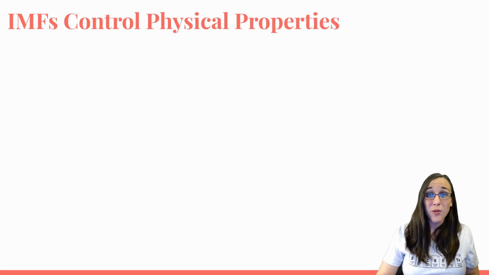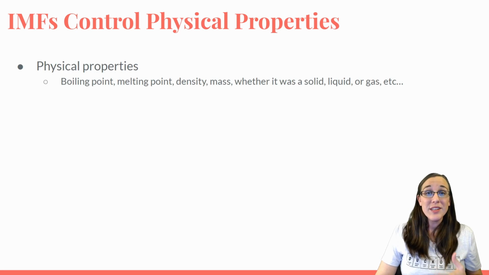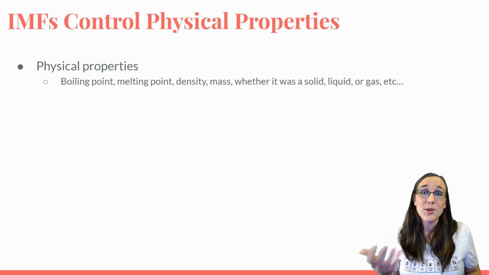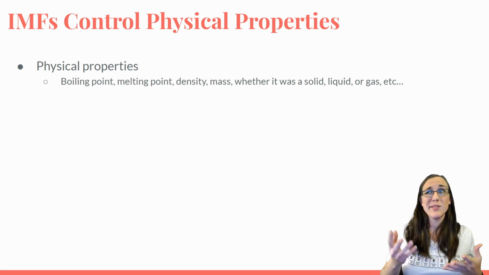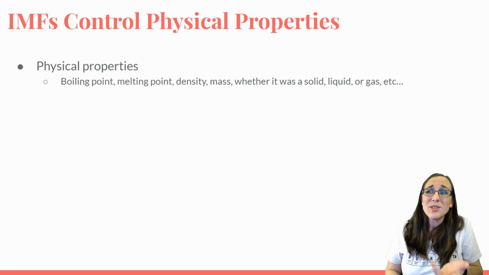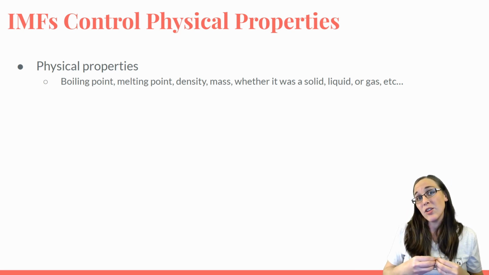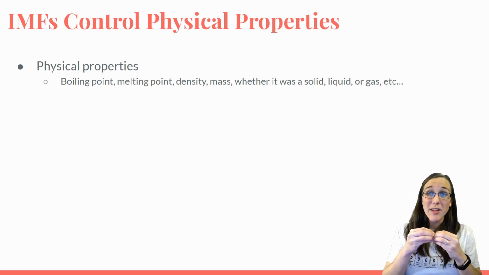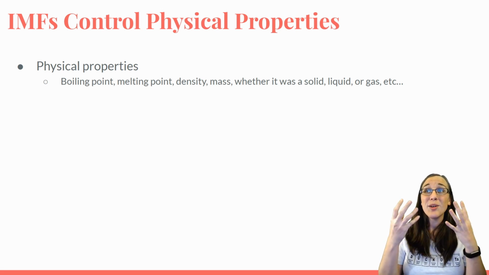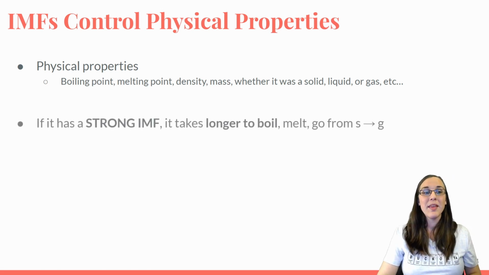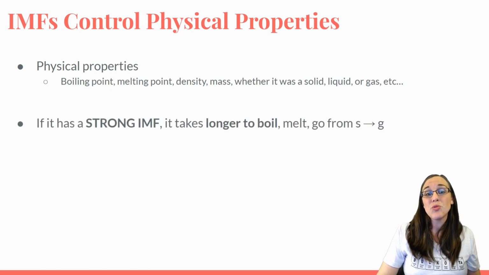IMFs control physical properties. Physical properties could include boiling point, melting point, the mass, density, whether or not a chemical is a solid, liquid, or gas at room temperature or at another temperature. These are physical properties of a chemical. These IMFs, these intermolecular forces between molecules, are what create the boiling point or melting point for a different chemical. If it has a really strong IMF, it takes longer to boil.